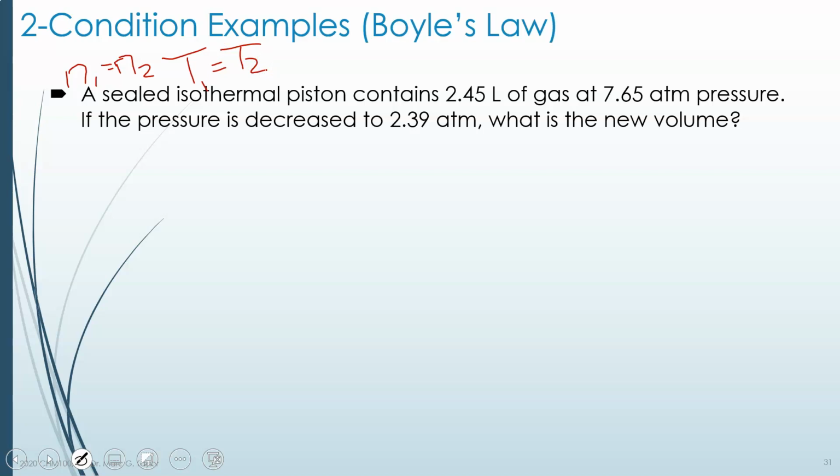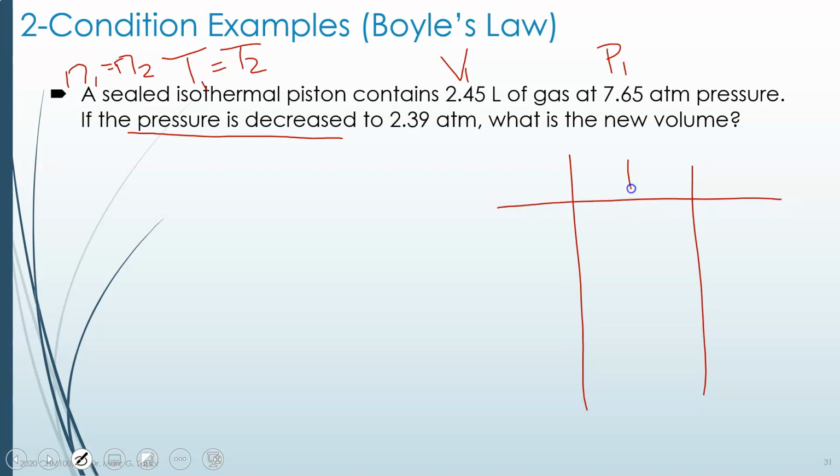It contains a volume of gas, 2.45 liters, so that's your initial volume. And it tells you that the pressure of that gas is 7.65 atmospheres, so that's our initial pressure. If the pressure is decreased, all right, this is telling you something changes, so now you know it's a two-condition problem or a two-state problem. You can make your table with 3 columns, a column of parameters, and 2 columns for your information.